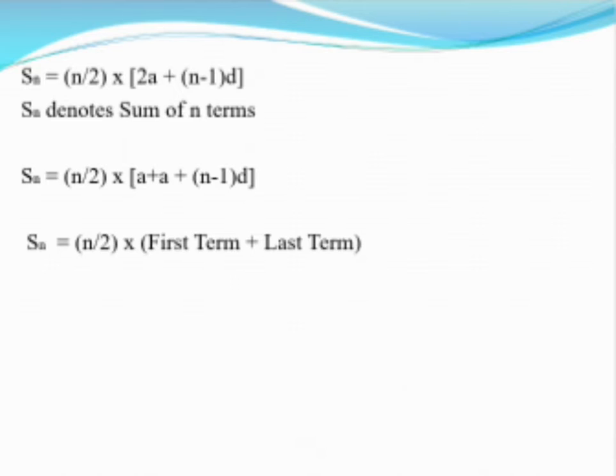Therefore this formula can also be simplified as Sn is equals to n by 2 into first term plus last term. So in the question, if you are given the first term and the last term and number of terms, you can find out the sum of the n terms. If you are given the first term, the common difference and number of terms, you can also find out the sum of the n terms. Also, if the sum of n terms is given, you can find out either the first term, common difference or number of terms depending upon the given in the question. Let us now see an example for this formula.